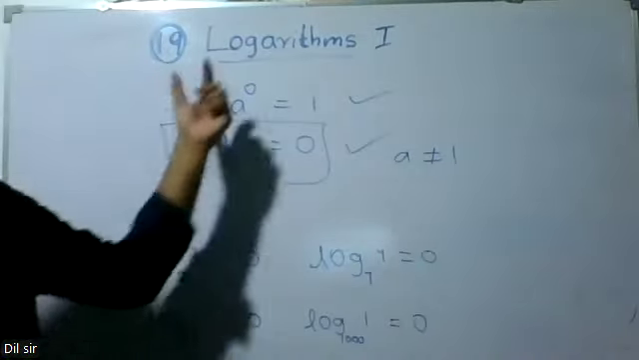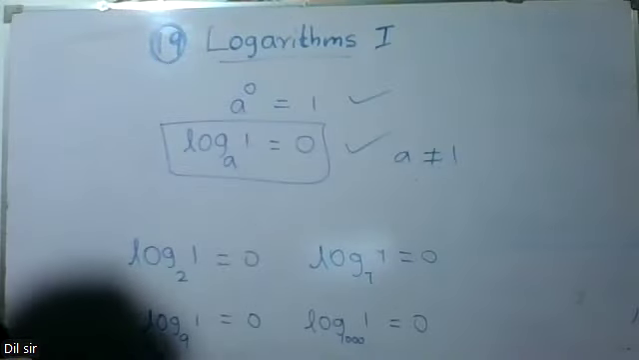This a value cannot be 1. a can be another value other than 1.